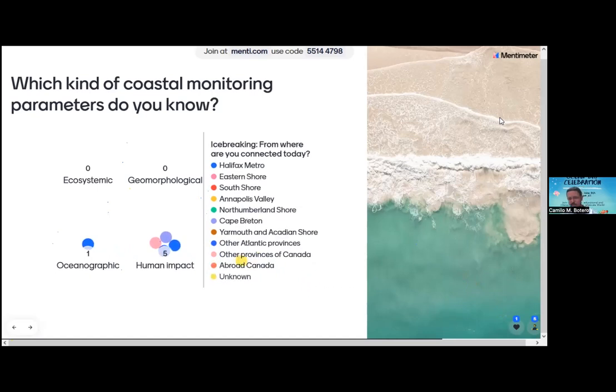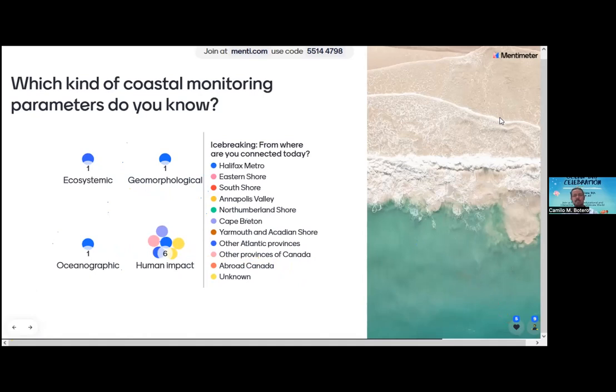5 votes and, oh, a huge majority know more about the human impact. Okay, we have now more votes, 9 votes, great. Thank you for your voting. Two thirds of us say that we are more familiar with the human impact parameters.